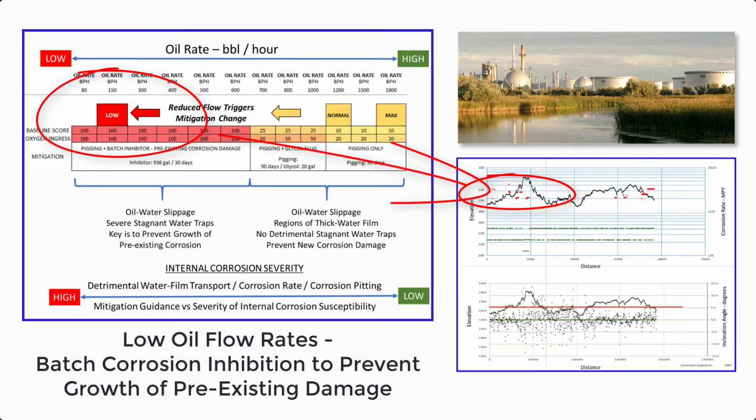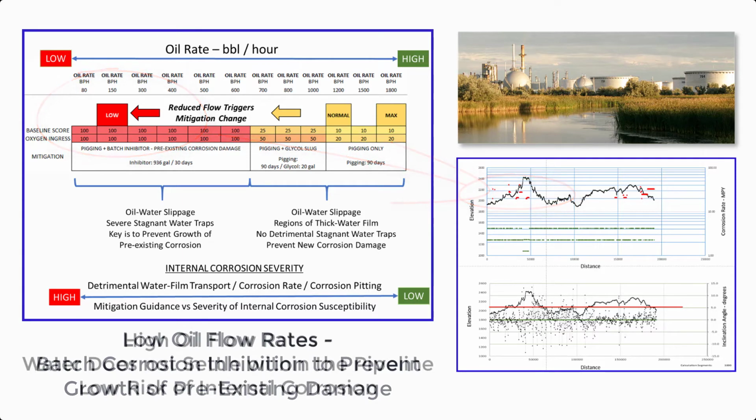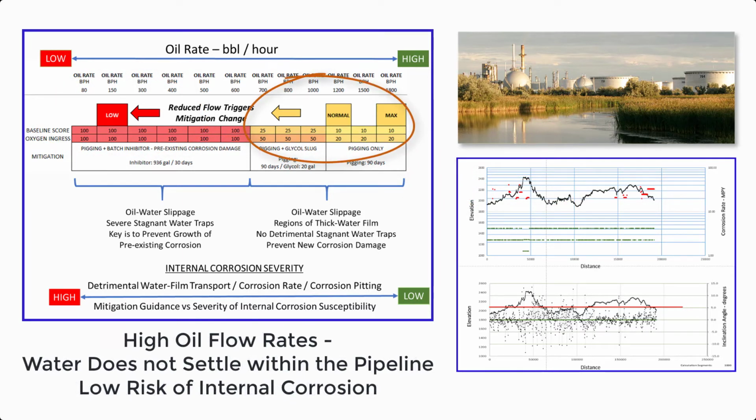In response, the mitigation guidance triggers batch inhibitor application between pigs during low flow periods to prevent growth of the pre-existing corrosion damage. Conversely, when the pipeline is operating at elevated oil shipping rates, the water travels at the same velocity as the oil, accumulation of water onto the bottom of the pipeline does not occur, and the threat of internal corrosion is eliminated.